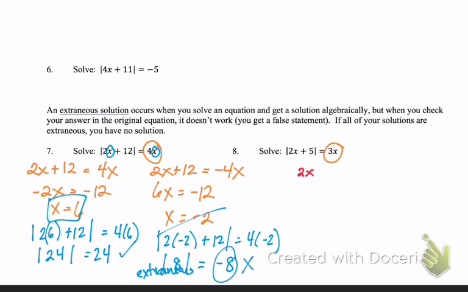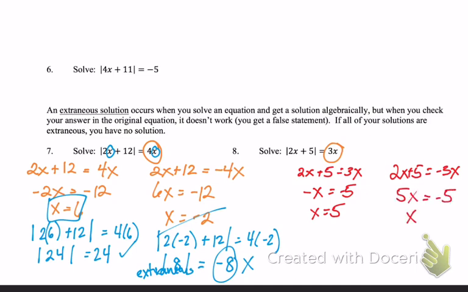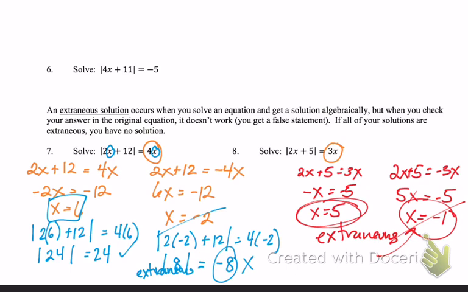So 2x plus 5 equals 3x. Negative x equals negative 5. x equals 5. 2x plus 5 equals negative 3x. 5x equals negative 5. x equals negative 1. And if you wanted to check your solutions, you could, but I'm going to let you know that the negative 1 is always going to be the extraneous. So this is the extraneous one, so my only answer is x equals 5.